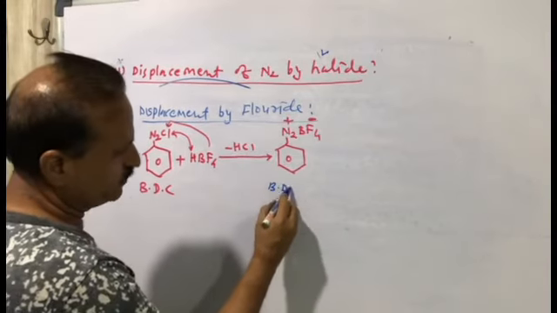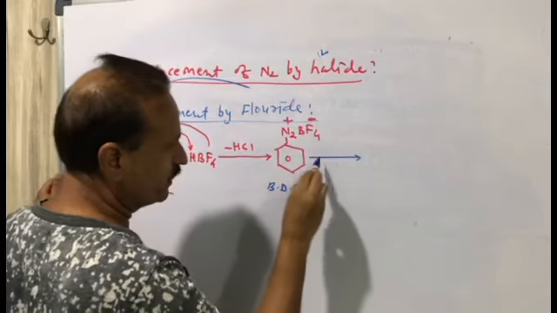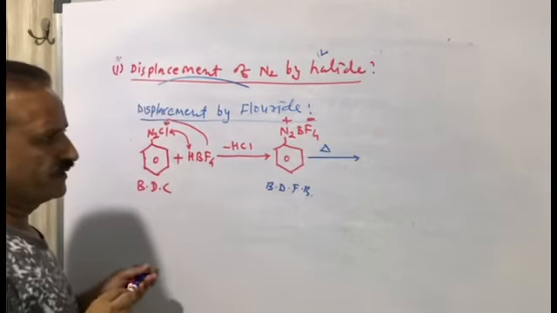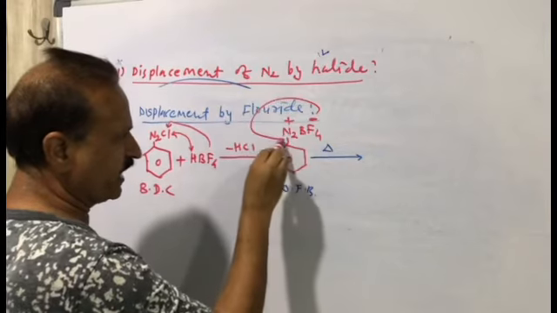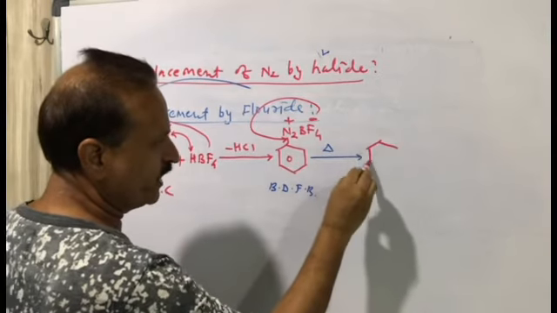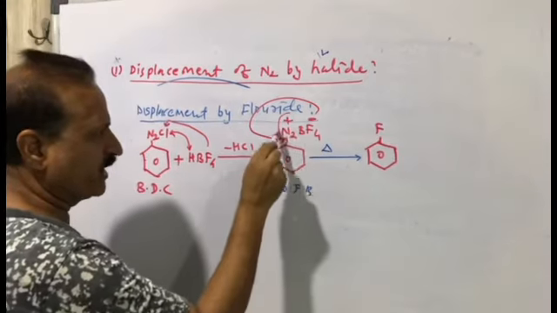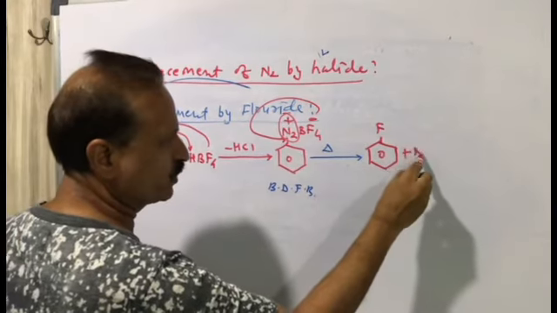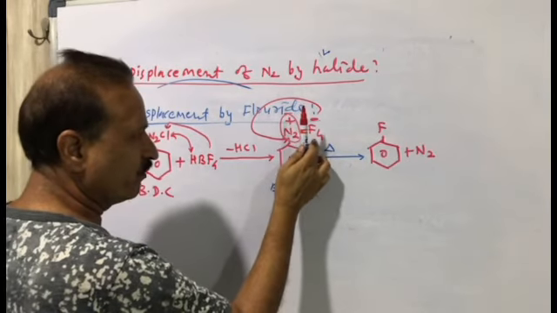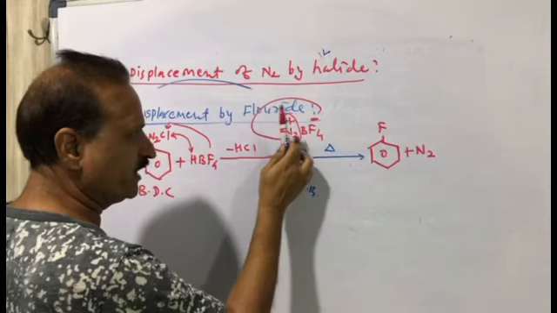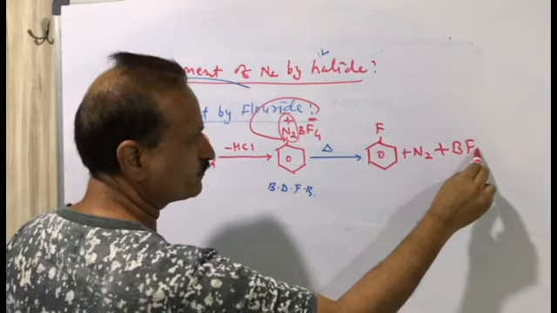Now simple heat is given, then what will happen? One fluorine is attached in place of N2, so we are having fluorobenzene. Now N2 gas will be released, and now we are having BF3, because BF4 is over here, one F is attached to benzene, so the remaining 3 F make BF3. It is a neutral compound.